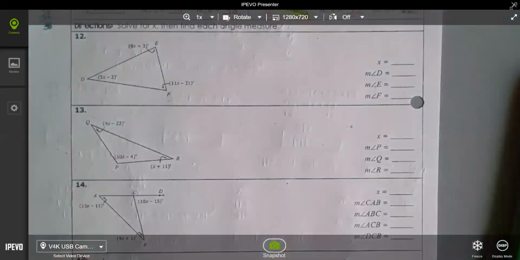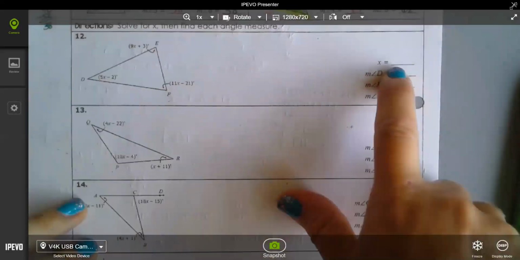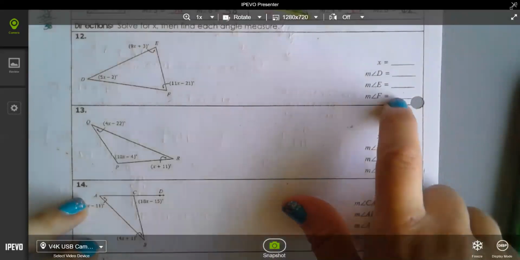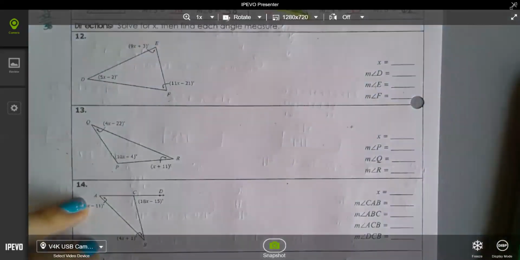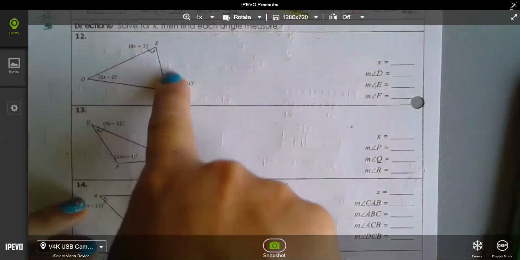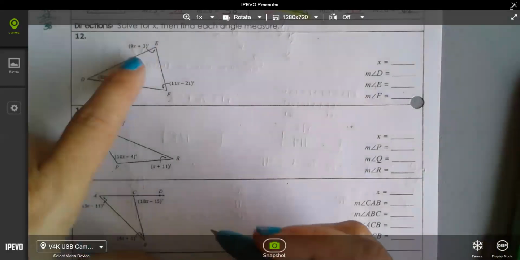All right, on these last 4, we need to solve for x and then find each angle measure. So you can see here, we're going to figure out what x is first, and then we're going to do some plugging in to figure out what the angles are. All right, so check it out. I've got a triangle. What do I know about the interior angles of a triangle? I know that they have to add up to 180 degrees.